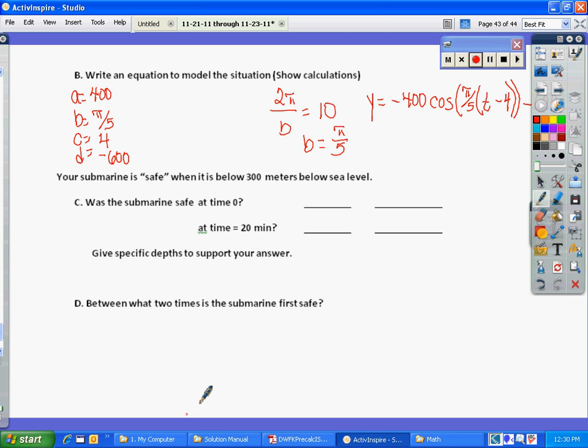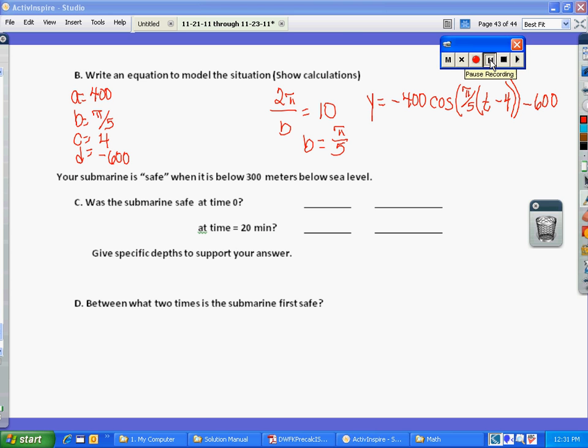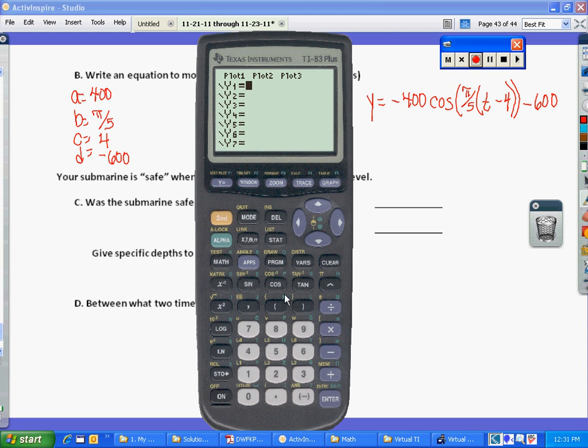Alright, here would be a good place to put it in your calculator. Okay, so in your calculator you're going to put in negative 400 cosine, parentheses for pi over 4, or sorry, pi over 5. Then you're going to do your t minus 4, or in this case x, because we don't have a t, and your parenthesis, then end the parenthesis for the whole cosine function, minus 600. Now you're going to have to set your windows here. So go to your window.